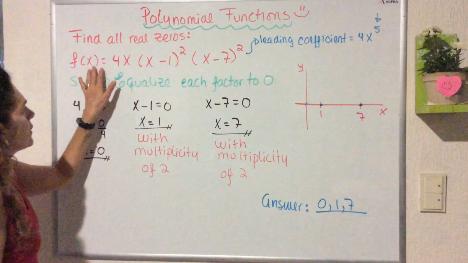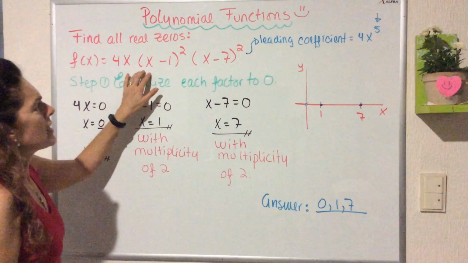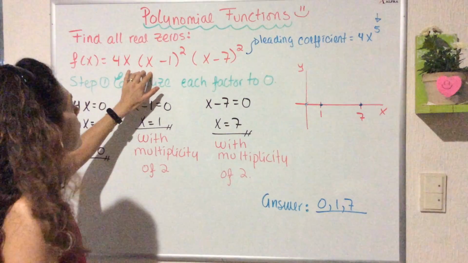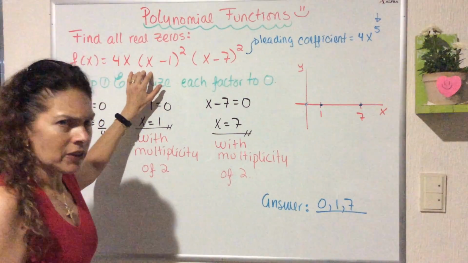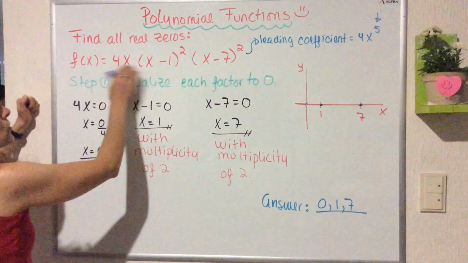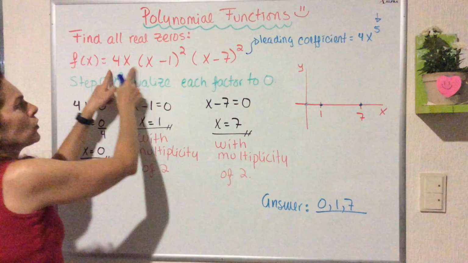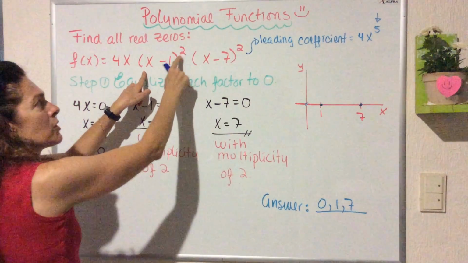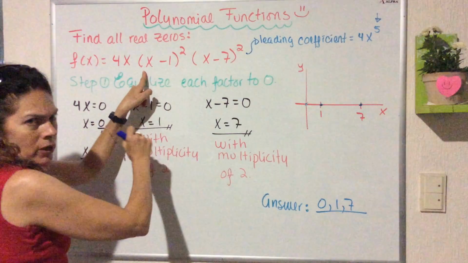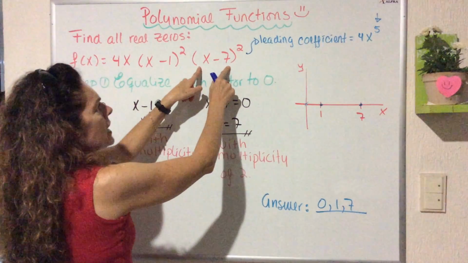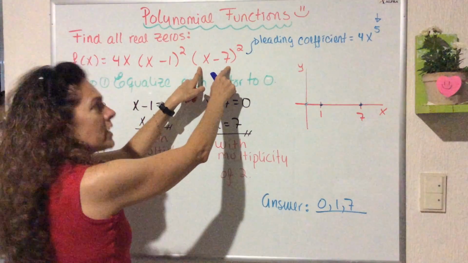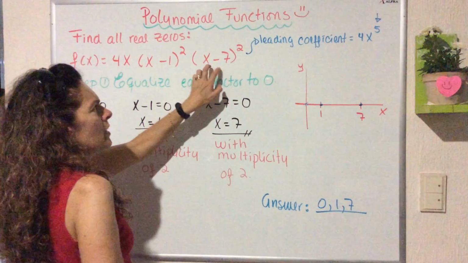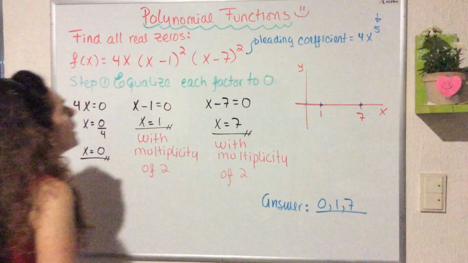As you can see here, the function is given in factor form. This is not the standard form. So as you can see here, we have factors. x is one factor, x minus 1 is one factor that appears twice because it is raised to the second power. The other factor is x minus 7, and it is also raised to the second power, so it also appears twice.